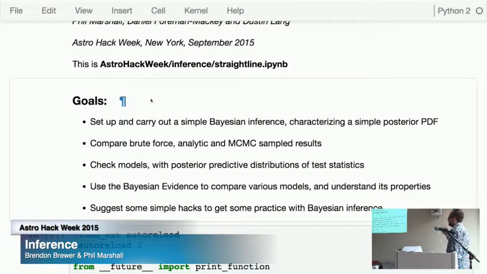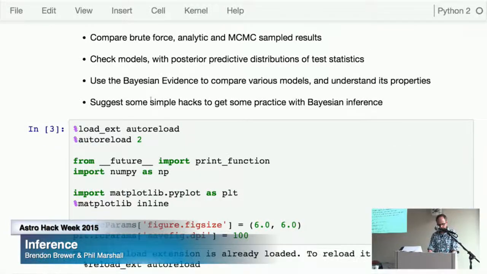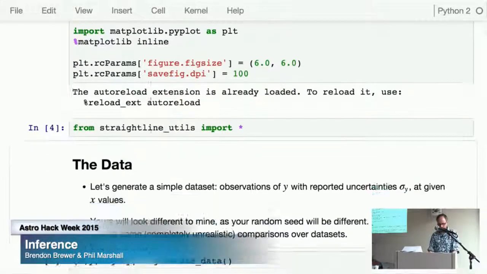And then we're going to look at the Bayesian evidence in a little more detail and how it can be used to compare various models and spend some time trying to understand its properties, which is important. And along the way, I'm going to suggest some simple hacks for those of you who want to get some practice with Bayesian inference. OK, so let's go. We'll work our way through the usual setup and get down to some sort of statement of our problem.